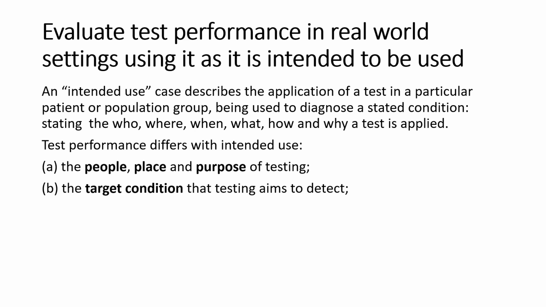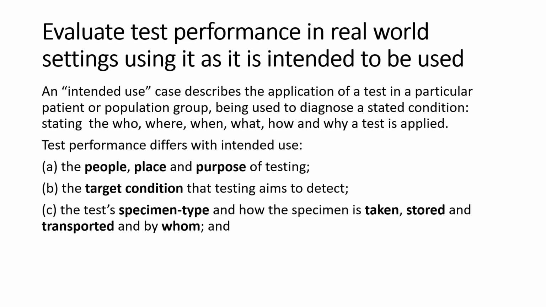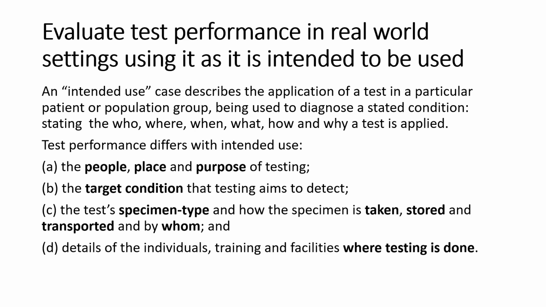Are we using an antibody test to detect antibodies, or are we using it to detect and identify people who've had SARS-CoV-2 infection? And then the way in which the test is done: what specimen is used, how it's taken, stored, transported, and by whom, and who actually does the test, and what facilities and training have they got. All of these issues we're seeing very clearly in our evidence coming for COVID make differences to how well a test works.